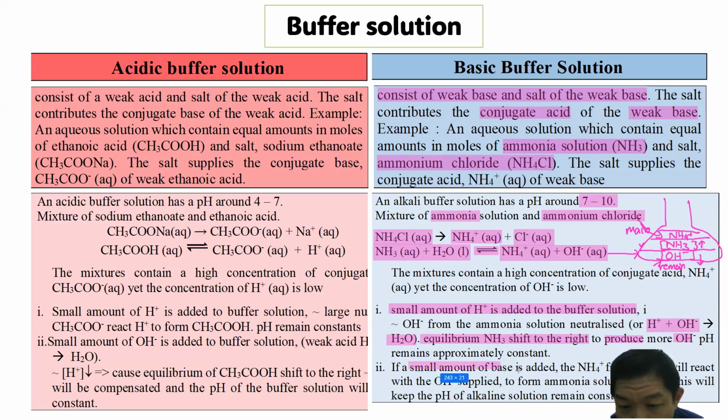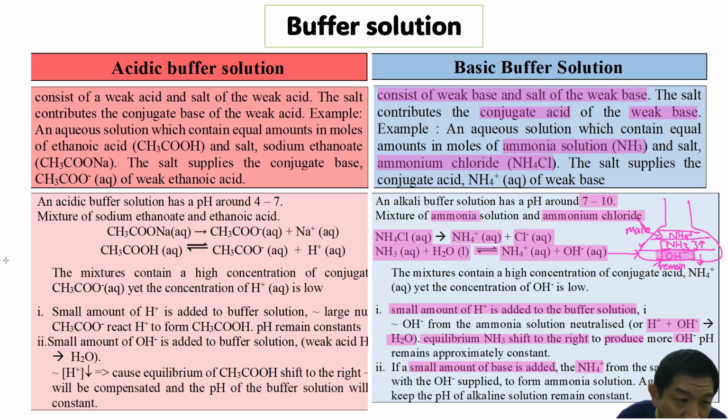Whereas if a small amount of base is added, the OH- will react with the NH4+ to form NH3. As a result, the OH- inside the buffer solution will not be touched, hence remains virtually constant. So that is technically how the principle of the acidic and basic buffer solutions works.